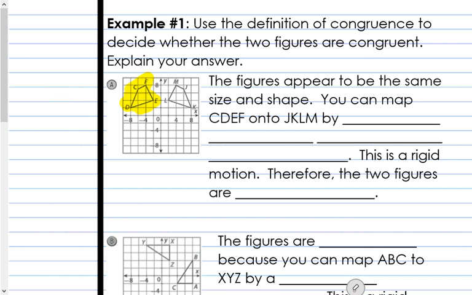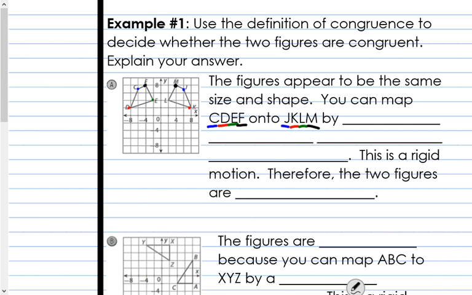And you need to even pay attention to the letters. C needs to map right onto J because C and J are the first letters. D needs to map right onto K because D and K are the second letters. E needs to map onto L because they're the third letters. And F needs to map onto M because they're the fourth letters. So how can I do that? What reflection, what translation, what rotation?